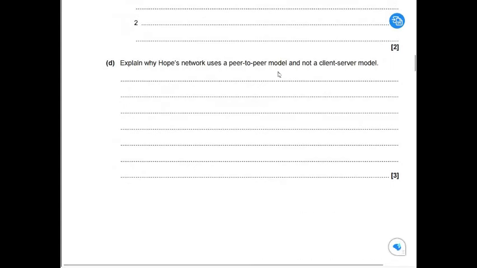And then we need to explain why Hope's network uses a peer-to-peer model and not a client server. So peer-to-peer, it's decentralized. So when it means decentralized, you're not going to have one server. Whereas a client server, you would need it. So with peer-to-peer, computers, they're independent. They can do their own thing. They don't require one central device. And we can connect computers directly to each other. We haven't got to connect it all to one server, and it doesn't have to go through one server to another computer. Or we could also have something like computers will have their own files. So there's not going to be one center for storing everything.